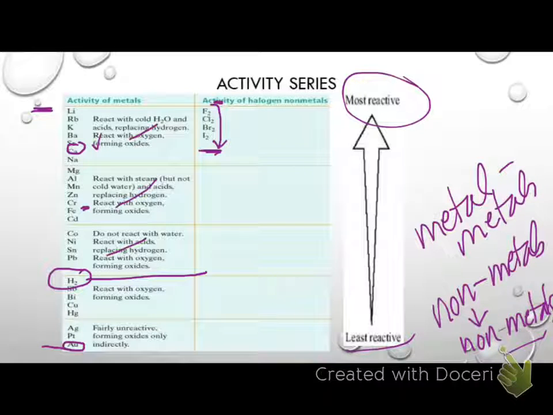If it's above hydrogen, we're going to say it replaces it. That was more for pre-AP, so don't worry about all of this stuff right here. Just kind of mark it out and ignore it. You just want to know if it's above hydrogen, then it will replace it. So here we go with a couple of examples.